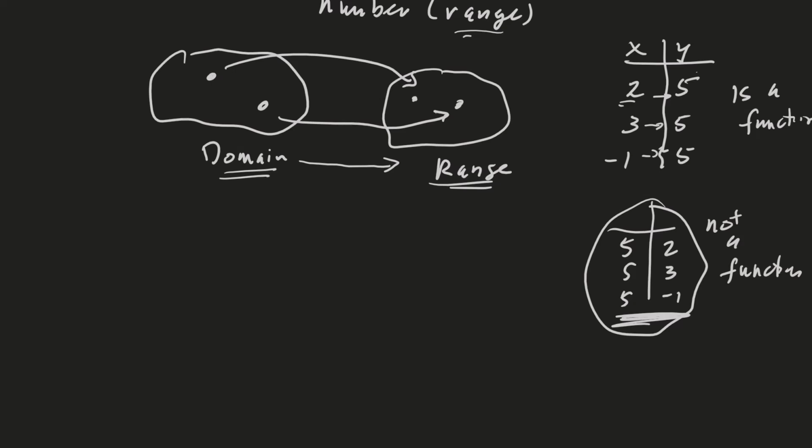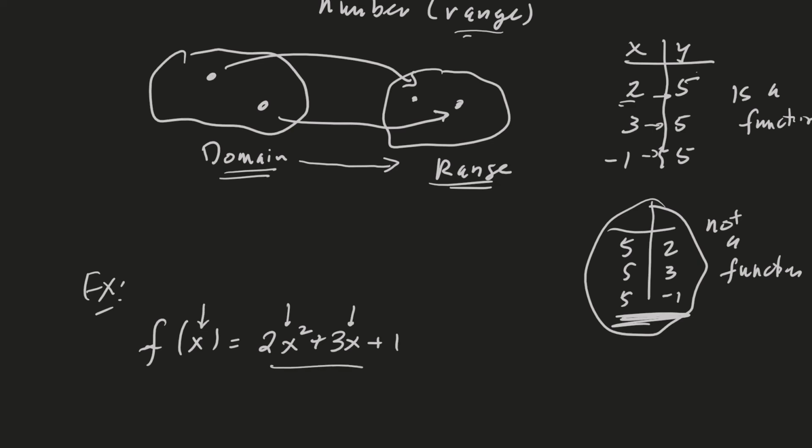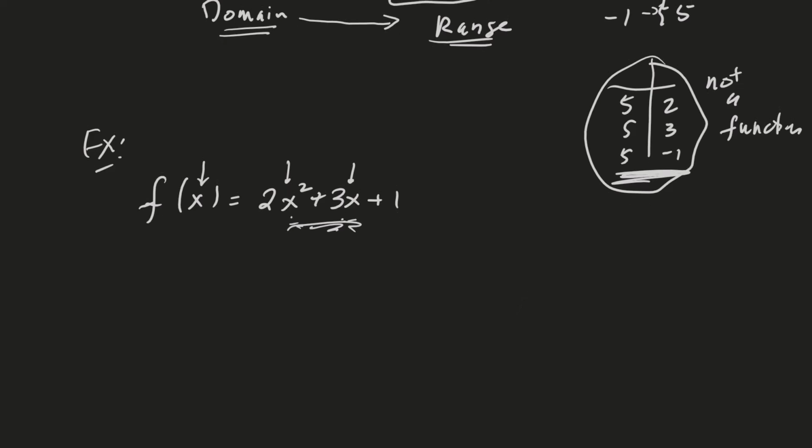So for example, if I just have f of x equals 2x squared plus 3x plus 1, that's an algebraic way of defining a function. Our inputs are denoted by the x here. So the x here is our domain value, and this is telling us how to compute the output. You can see that for any value of x that you put into this expression, only one possible y will come out.